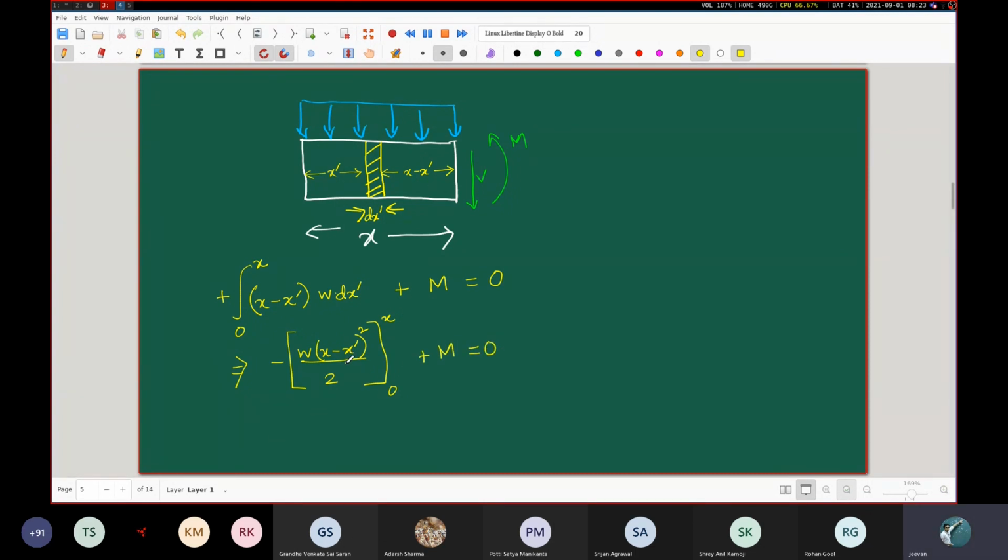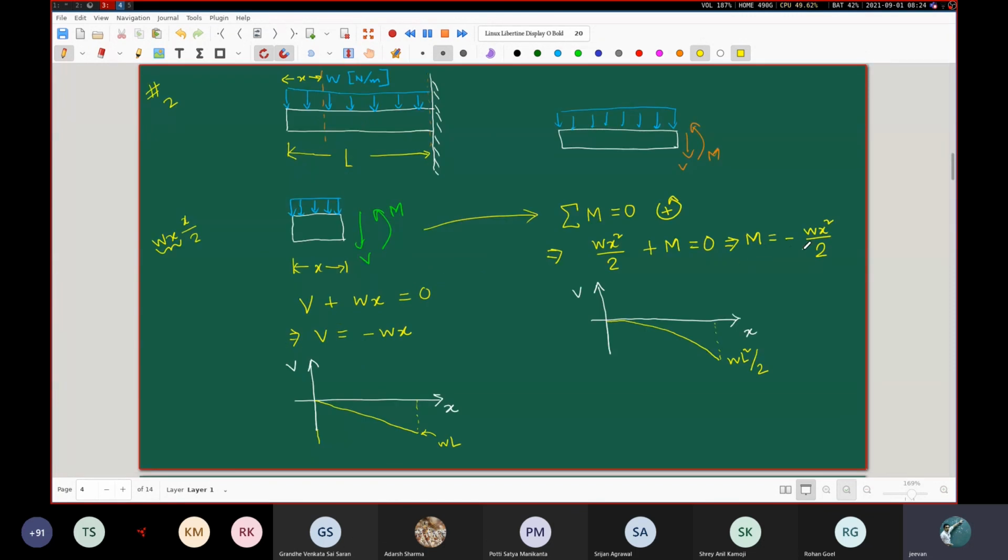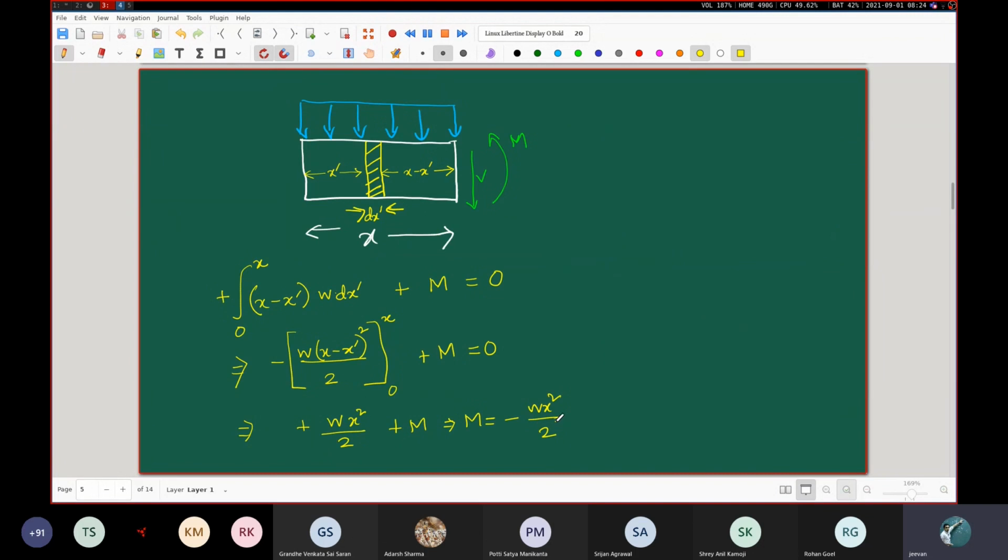If you put in the limits, the first one will be 0 and the second one will be wx squared by 2 with a minus in front, but there is another minus in front. So overall this will come out to be plus wx squared by 2. You can verify this yourself. So overall M is actually coming out to be minus wx squared by 2, which is exactly what we had found out in the previous page. So you see, M was coming out to be minus wx squared by 2. Here also it is minus wx squared by 2.